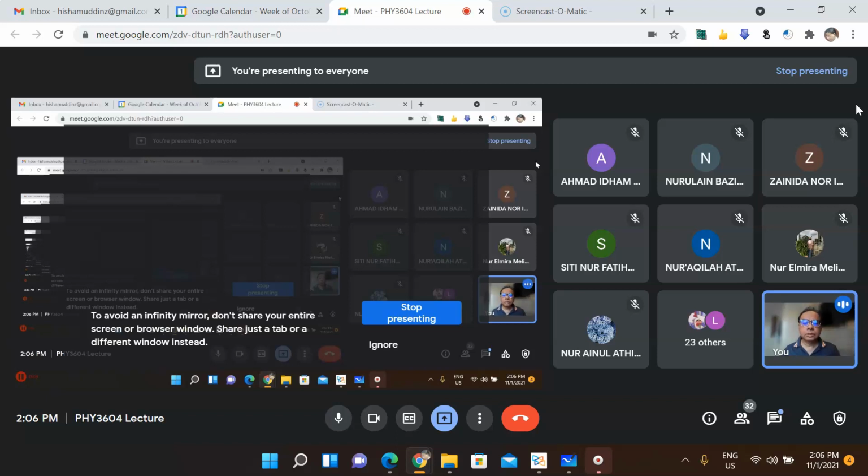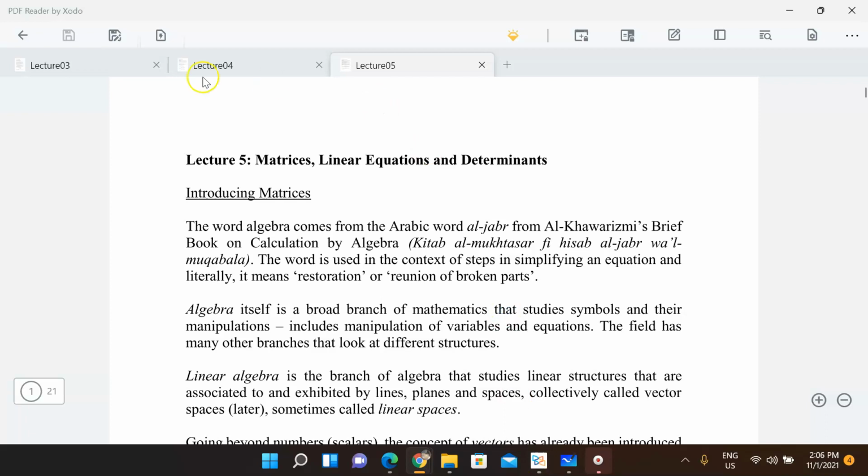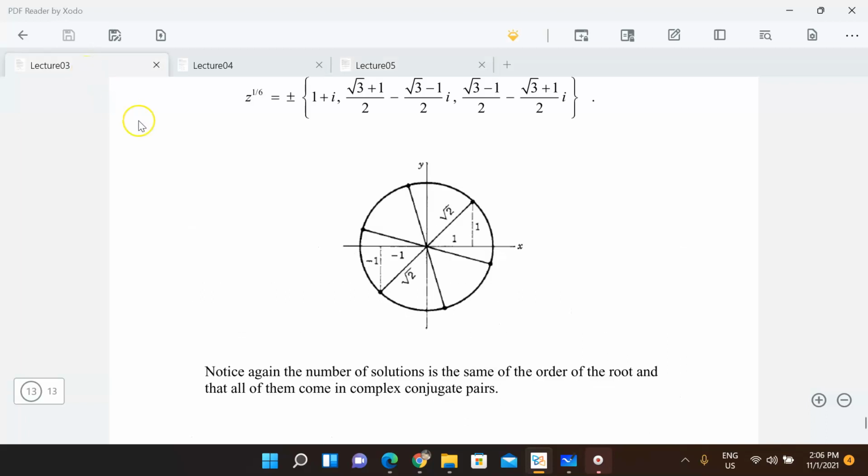So let us recall what we did in the past lecture. Let me go to my notes. Okay, recall what we did was to look at powers of complex numbers.